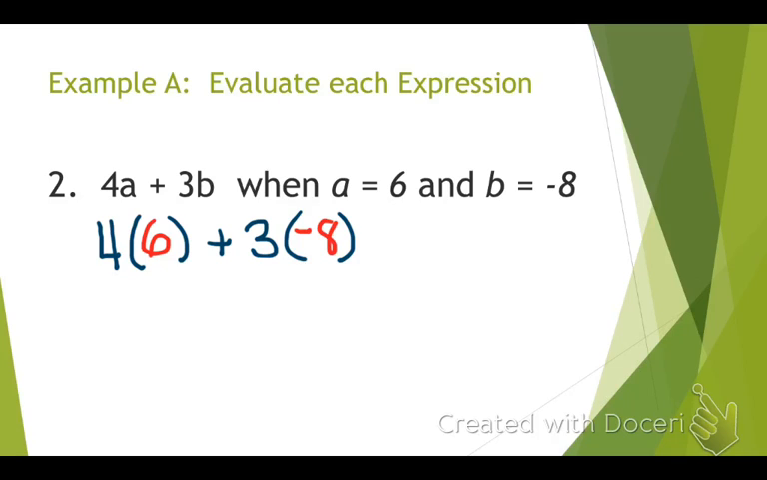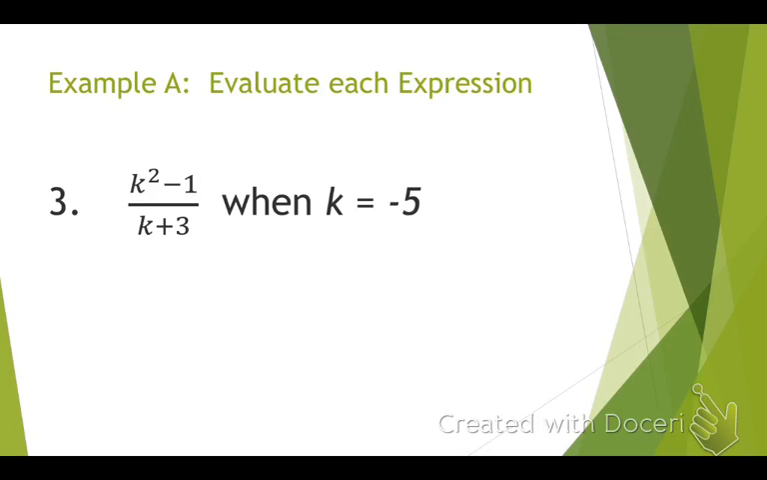Now it's necessary to follow PEMDAS. So I will do the multiplication before the addition. 4 times 6 is 24, and 3 times negative 8 is negative 24. So 24 plus negative 24 gives a result of 0. This is evaluated.